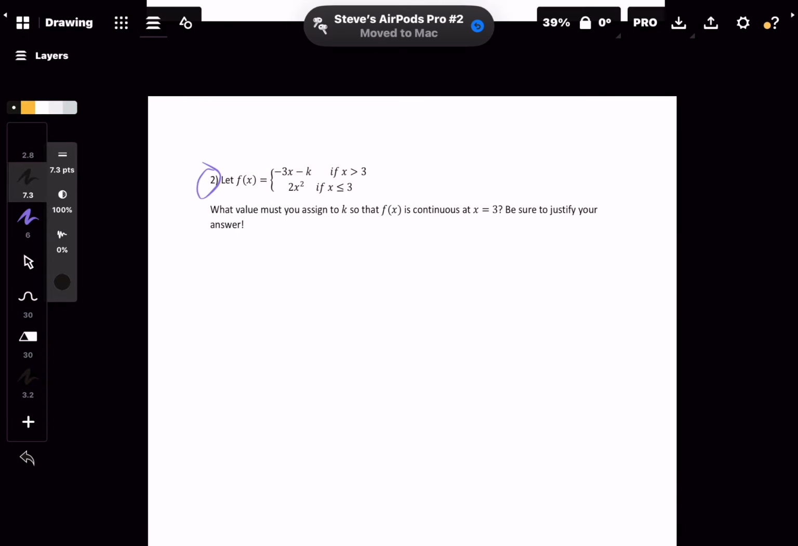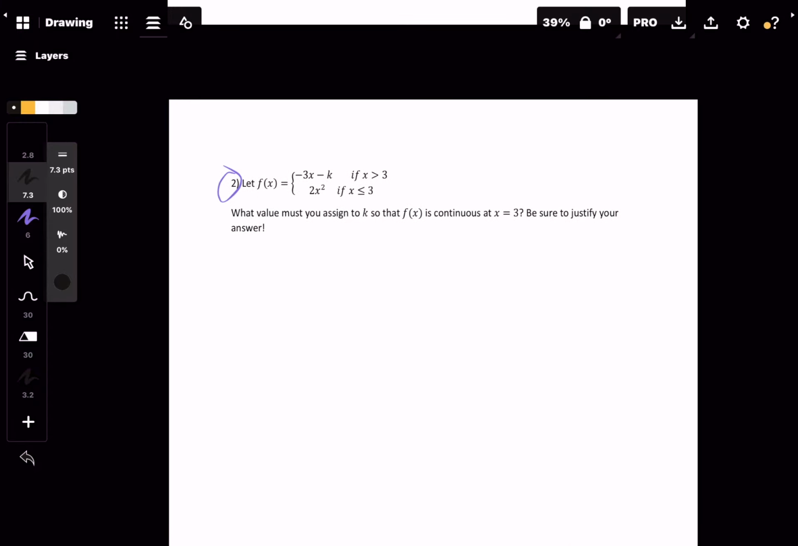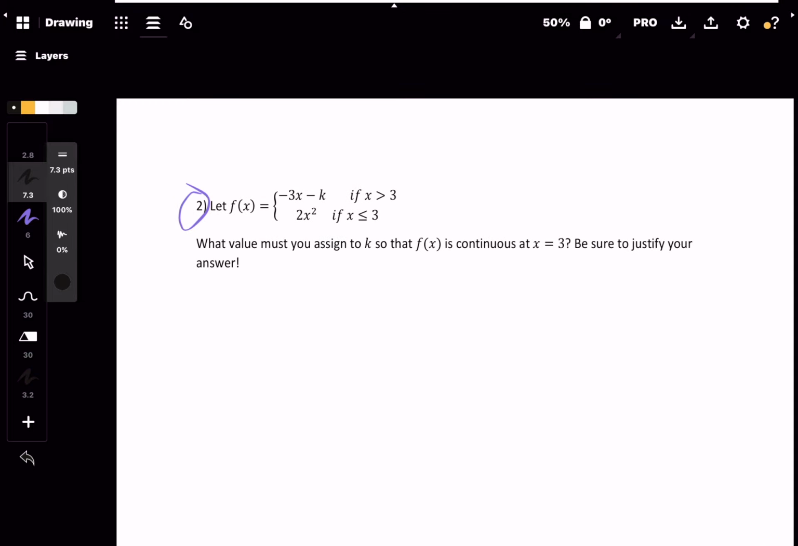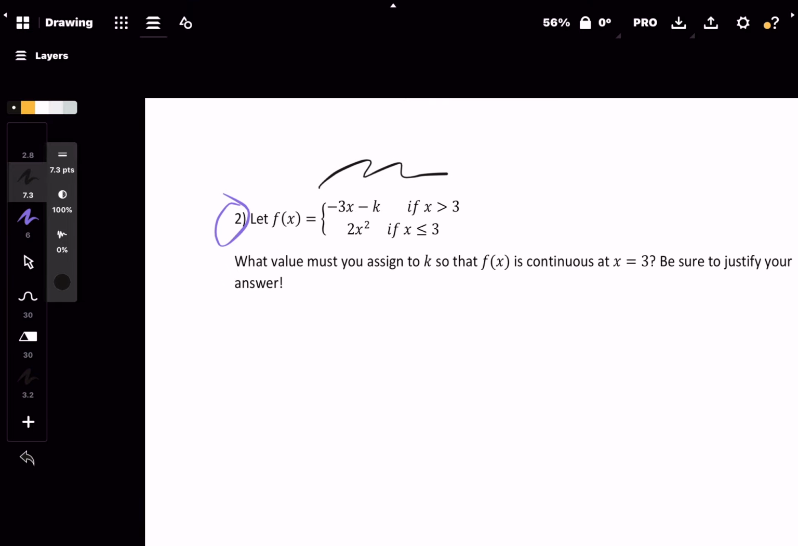Okay, we are doing problem 2 of section 6, page 10. So we have, let f of x equal this function. What value must you assign to k so that f of x is continuous at x equals 3? We gotta justify our answer. So something we gotta do first is look at this. Where would we get the function? So let's first evaluate with this.